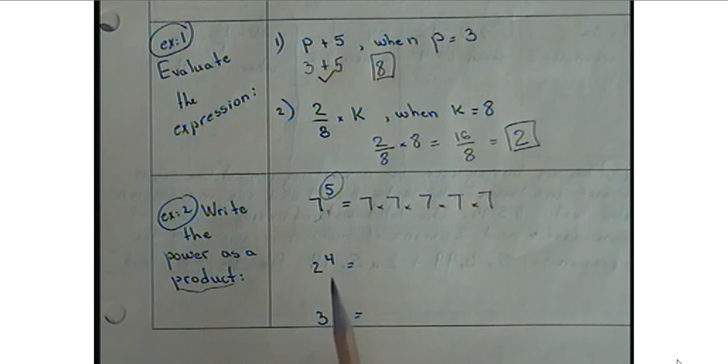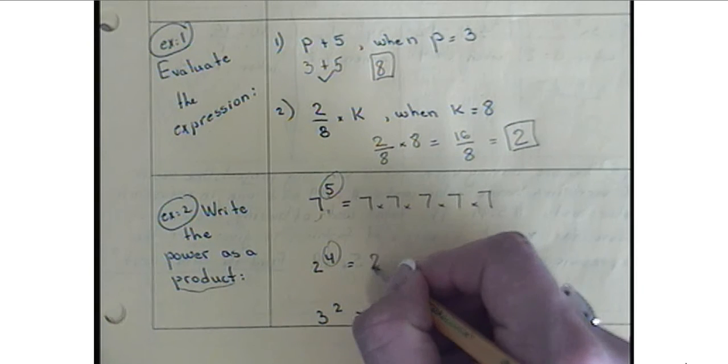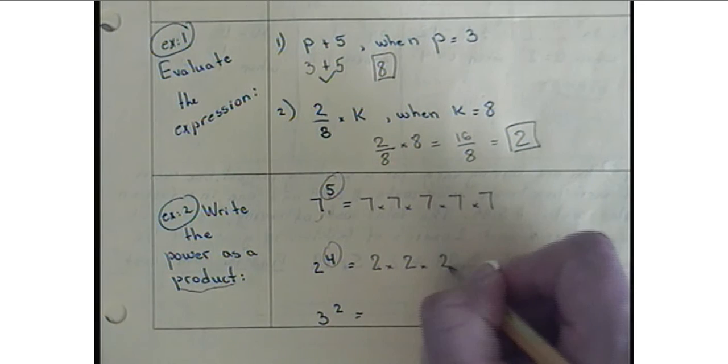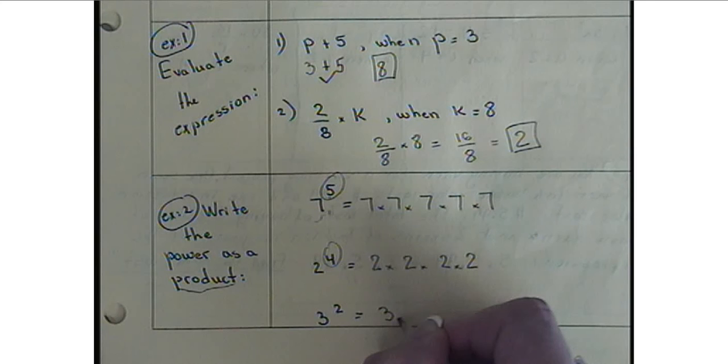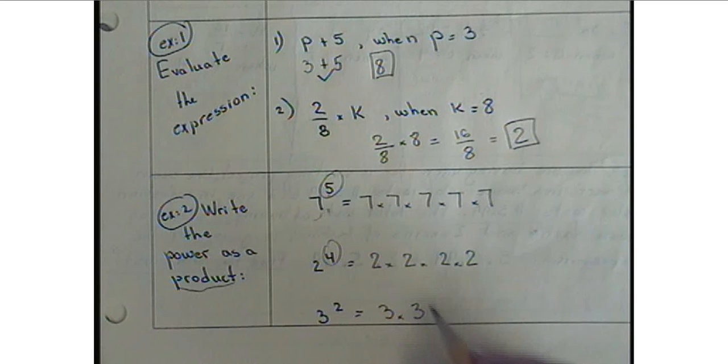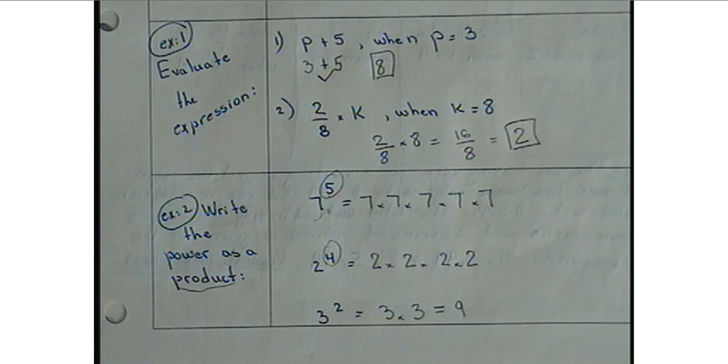For the next example, we're going to multiply 2 by itself 4 times, because the exponent says 4. So we will write 2 times 2 times 2 times 2. And the last one will be 3 to the second, so we have just 3 times 3. From here you can definitely multiply those two and write down the actual answer. 3 to the second, 3 squared, is 9.